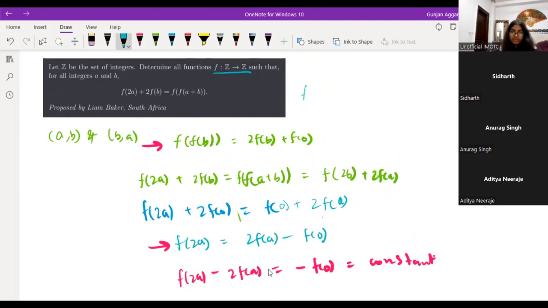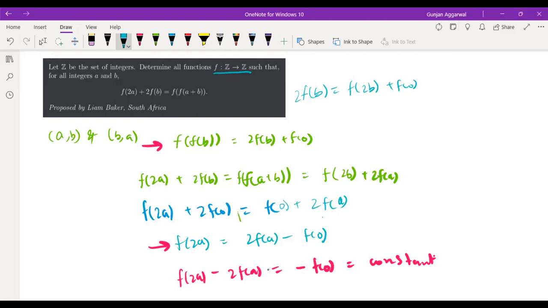If we write 2 f of b is f of 2b plus f of 0. Yeah. And then the right hand side, we simplify with what we found. F of f of a plus b equals 2 f of a plus b plus f of 0. 2 f of a plus b. Oh, okay. Plus f of 0. Yeah, of course.